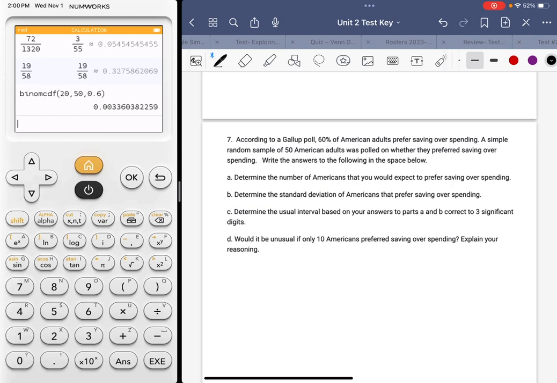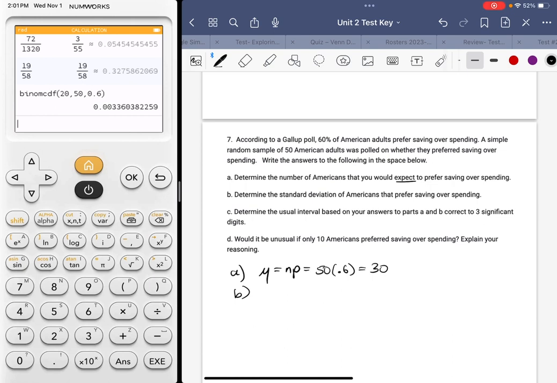So they're asking for the expected value. So for A, mu is equal to NP. And again, I know to use this formula because it's a binomial distribution, which we talked about in the previous question. So 50 times 0.6 is going to be 30.